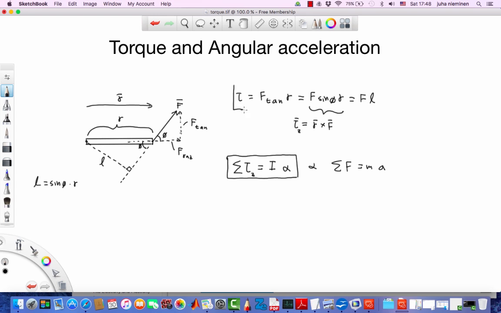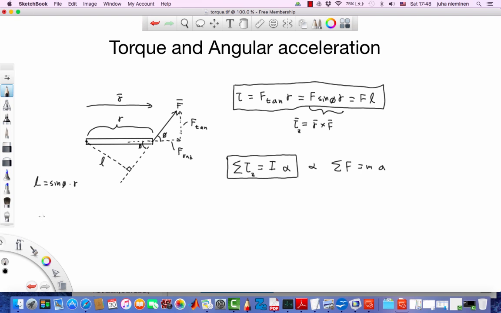Let's also box this formulation, because that is equally important. And let's see how these two work together. So let's calculate an example based on the situation that we have here.